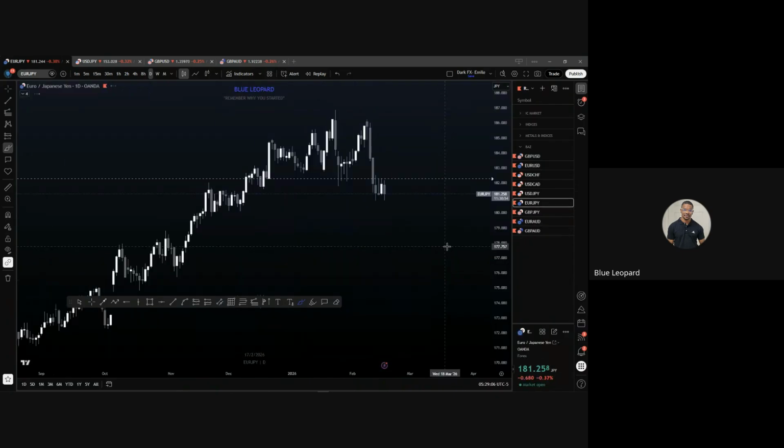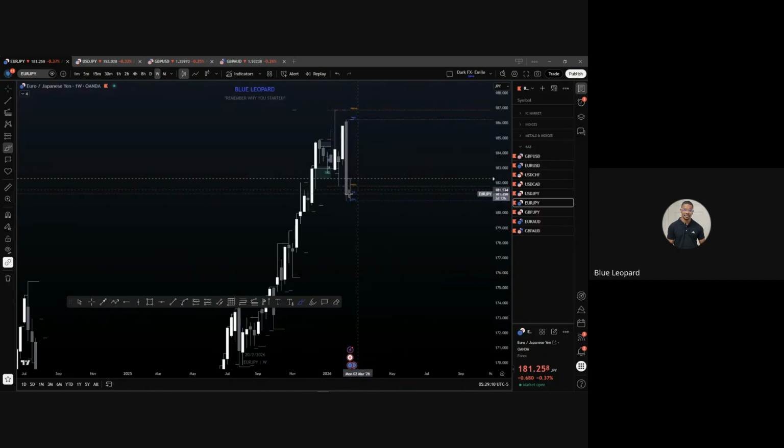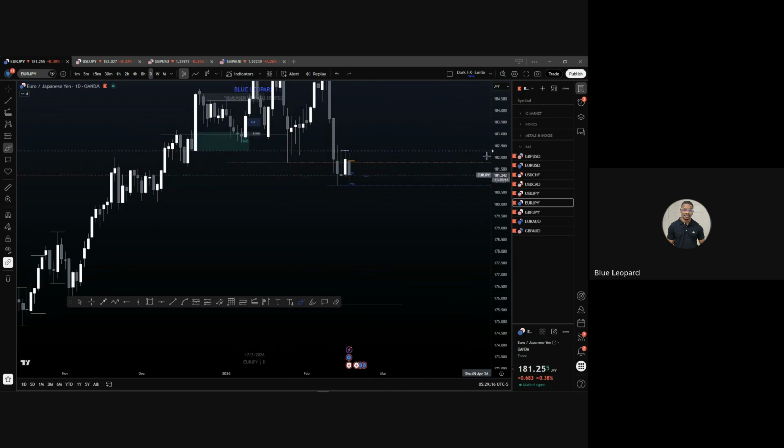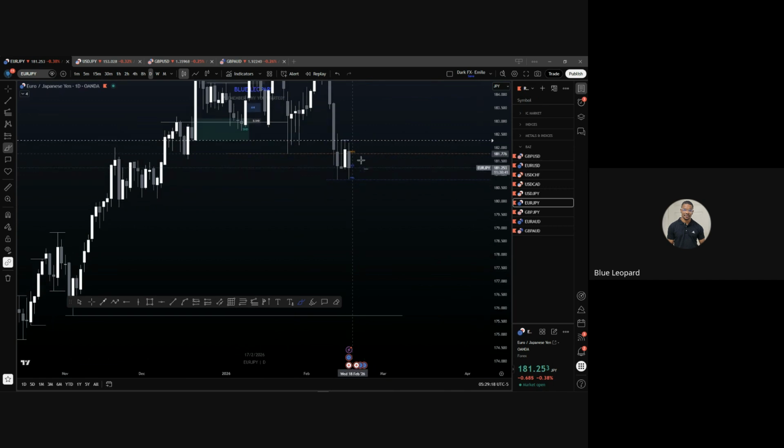Let's go on euro. It's almost the same scenario. We have the weekly, very big move. This week started, but staying here inside the range below the monthly low, sorry. And we tried to go back inside, then price pushed us back down.